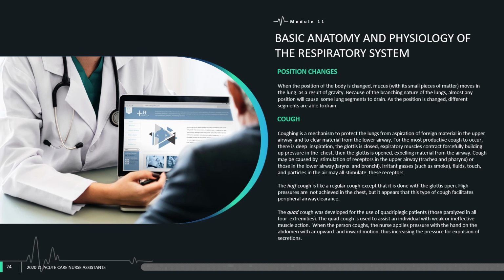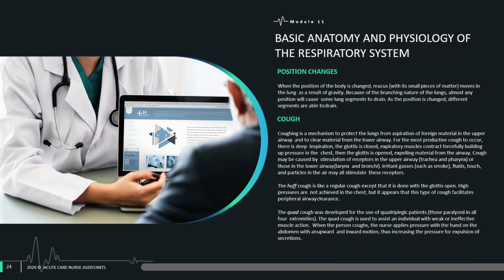Cough. Coughing is a mechanism to protect the lungs from aspiration of foreign material in the upper airway, and to clear material from the lower airway. For the most productive cough to occur, there is deep inspiration. The glottis is closed, expiratory muscles contract forcefully, building up pressure in the chest. Then the glottis is opened, expelling material from the airway.